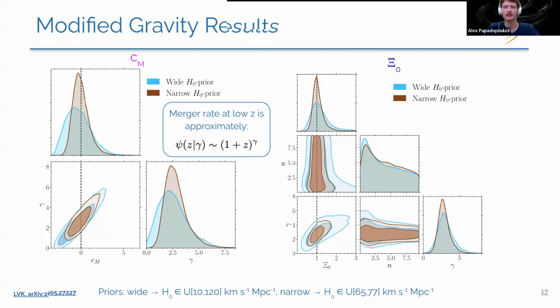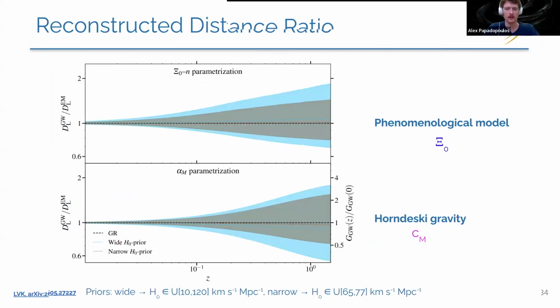I think the next slide, please, Isaac. Great. So additionally to these corner plots, we can also try and reconstruct this distance ratio, because, as I said before, the thing that we're really interested in actually is this distance ratio. So it can be a bit more informative to look at these parameterizations when we project them into the space where the distance ratio exists.